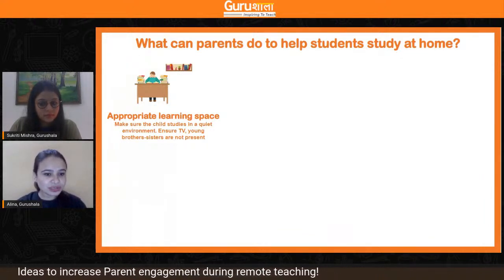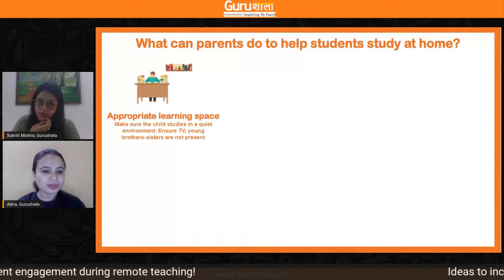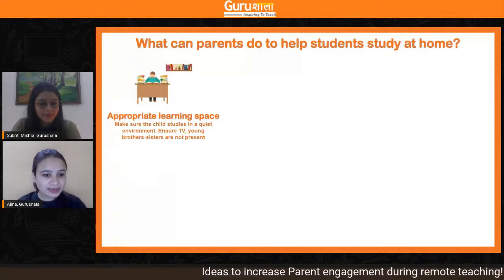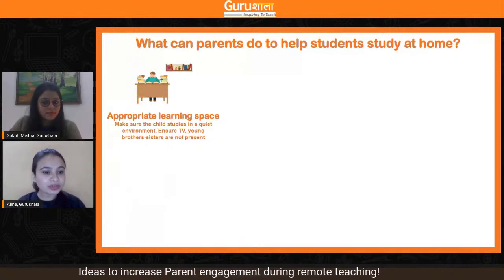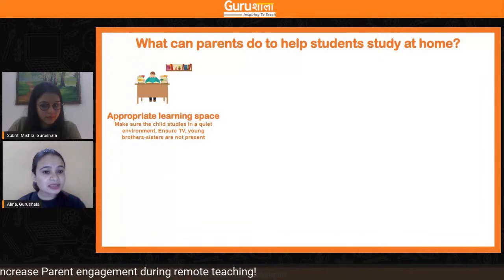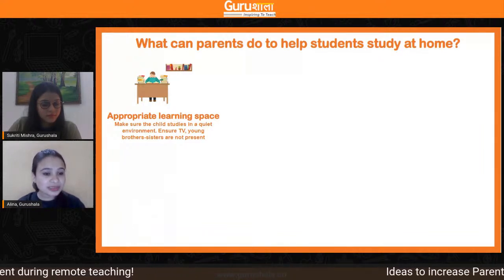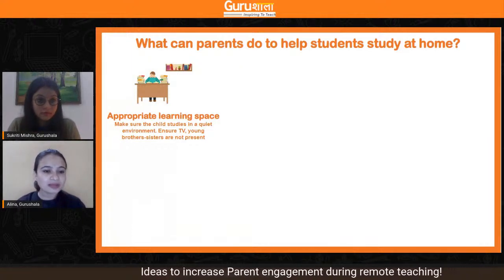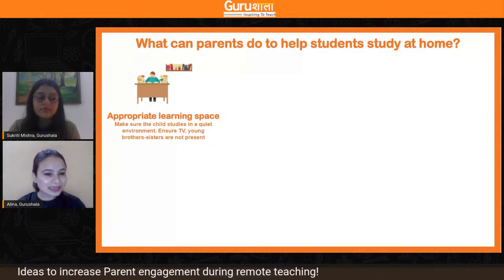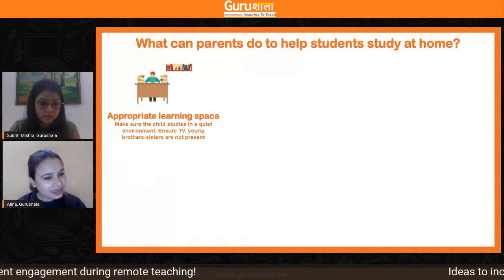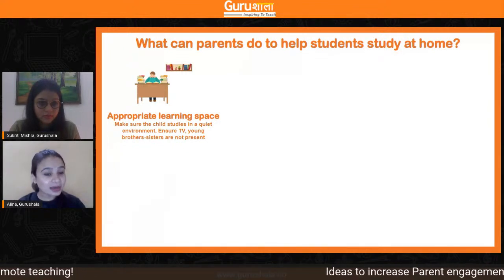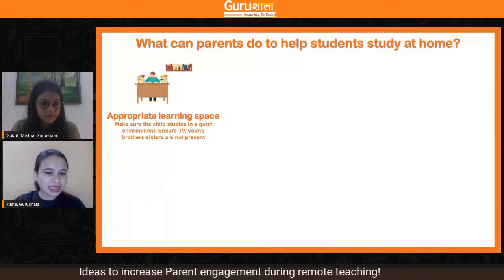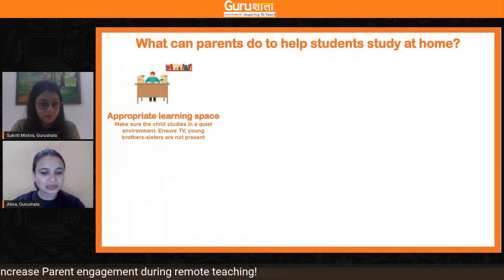So, the first important element here is to provide an appropriate learning space, which all our teachers have already emphasized, that parents should provide a proper and an appropriate learning space where students can study and attend online classes with proper concentration, and we can ensure that there is no distraction available in that space, no noise or TV, or younger siblings, at least during the time of attending online classes. So this is one key element which talks about providing appropriate learning space.